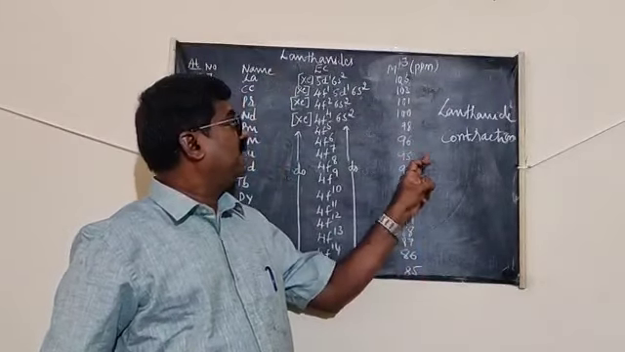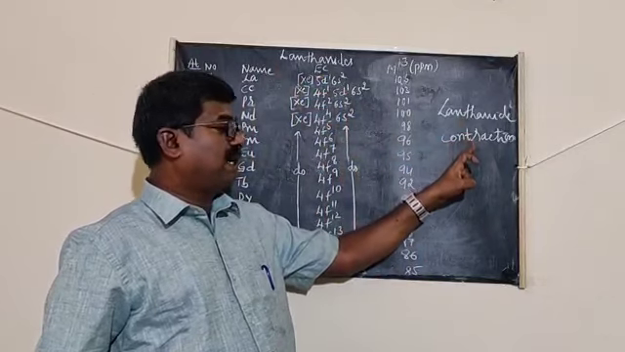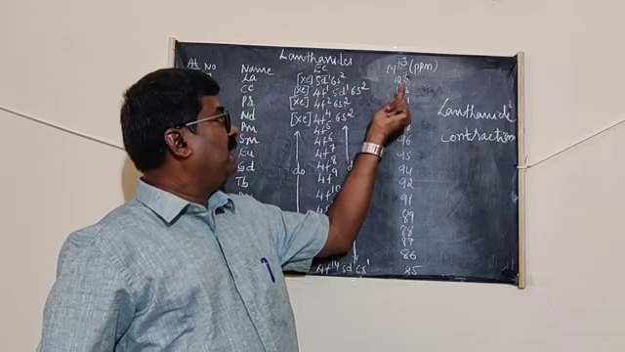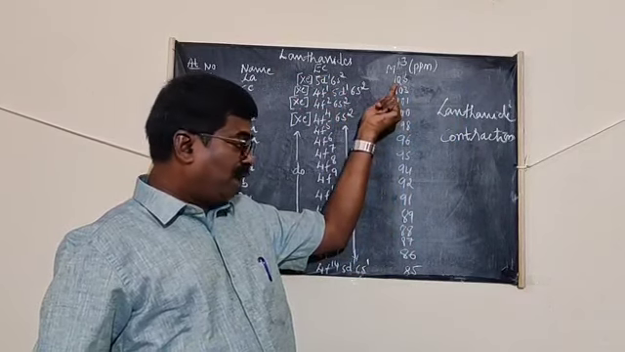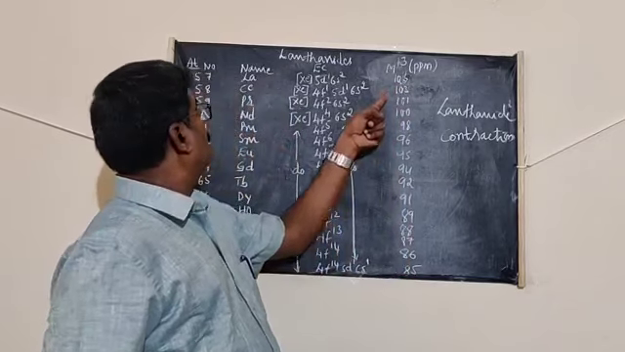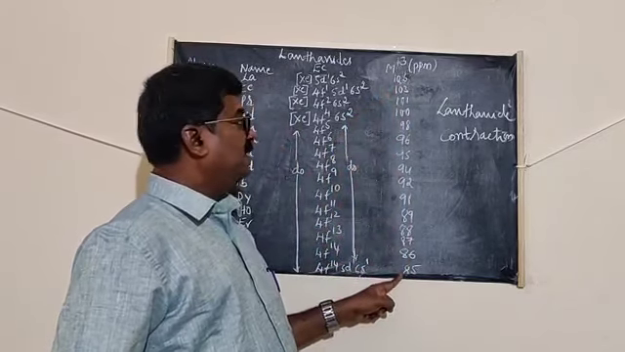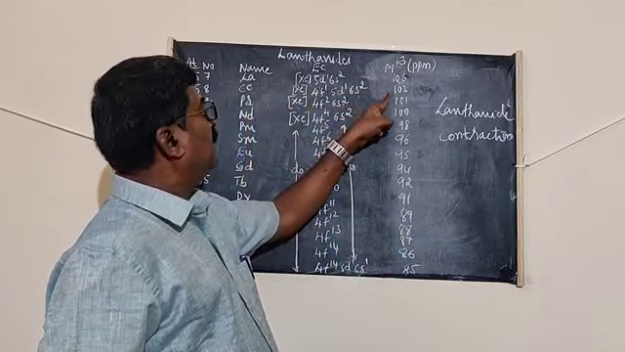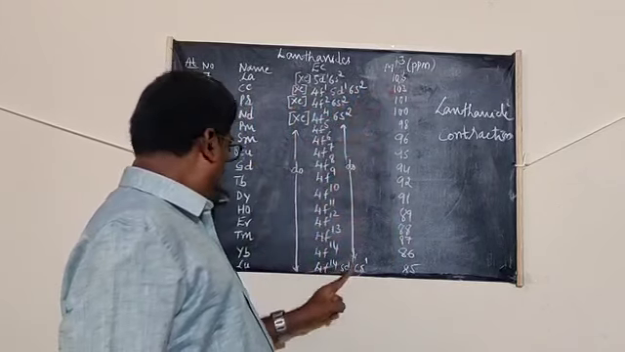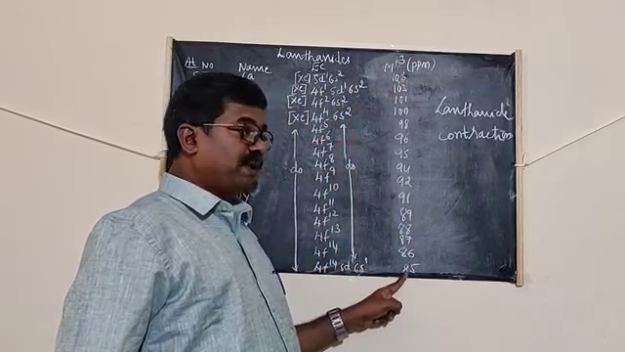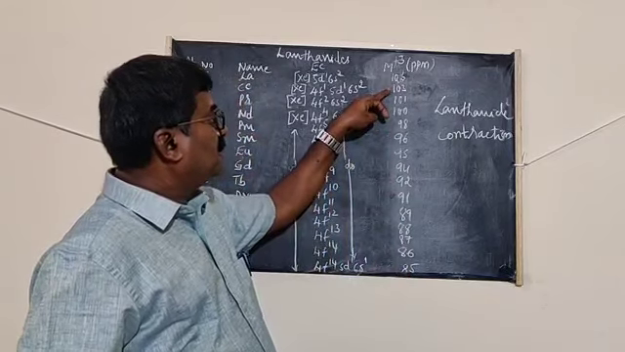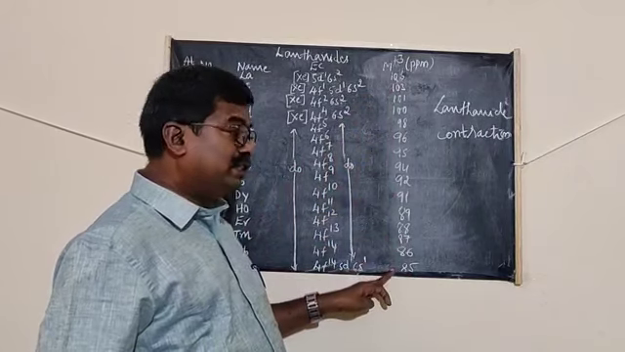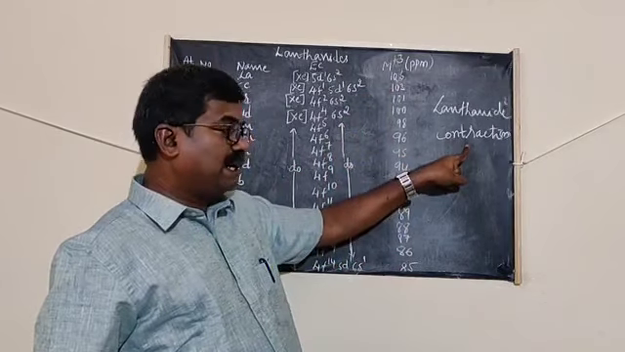The next important point in the lanthanides is lanthanide contraction. This means the steady decrease in the ionic size of the 4f block elements from cerium to lutetium is called lanthanide contraction. Cerium has an ionic size of 103 and lutetium has an ionic size of 85. The ionic size slowly and continuously decreases from cerium to lutetium. So this is called lanthanide contraction.